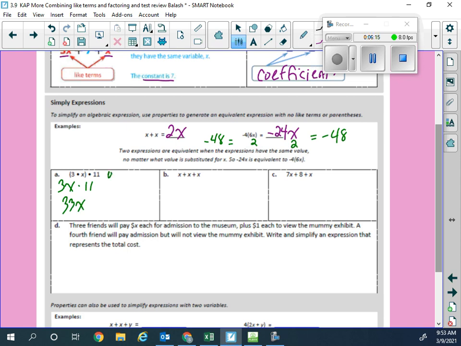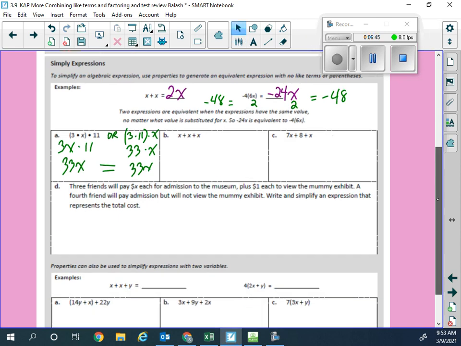Or I could have used the associative property to rewrite this as 3 times 11 times x. What's 3 times 11? 33. And then what's 33 times x? 33x. Do you see, guys, that those are equivalent to each other? Yeah. And it wouldn't have mattered what number I plug in for x, it would have always worked. Okay? Okay, we're going to skip around today a little bit because some of this is redundant.